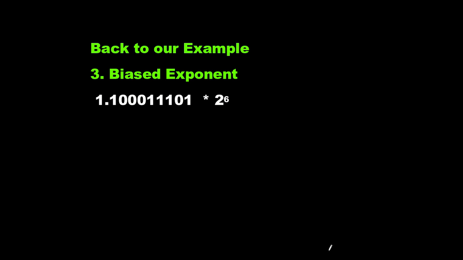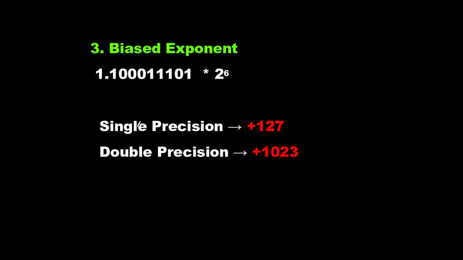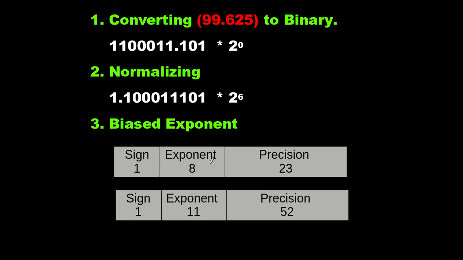Back to our example. Biased exponent. We got this 1 point, we normalized. Now using the biased exponent, which model are we going to pick? Are we going to pick the 32-bit model? We're going to pick both of them. So we'll have single precision, and let's see how they represent it here.